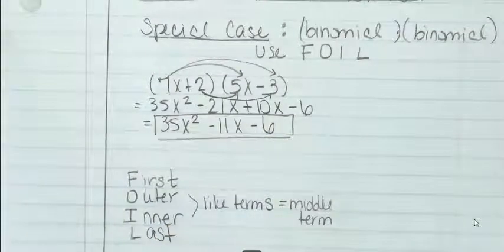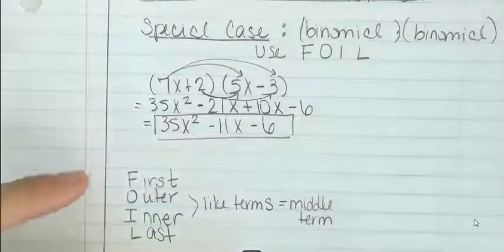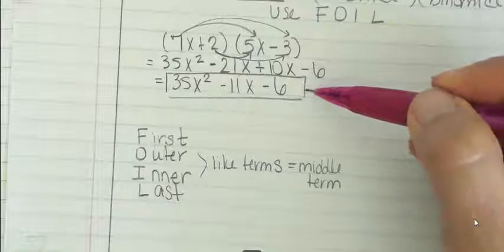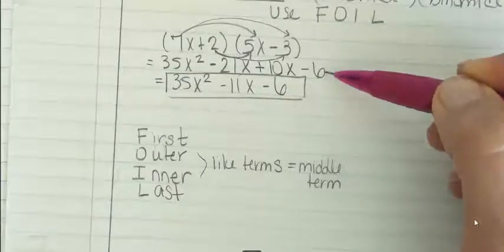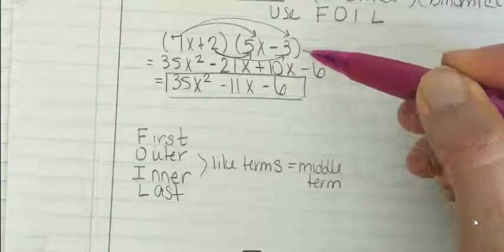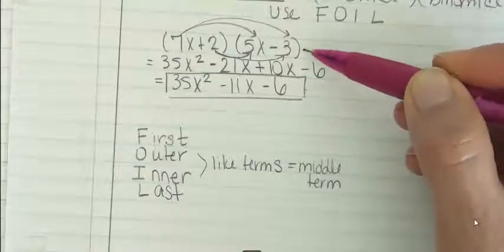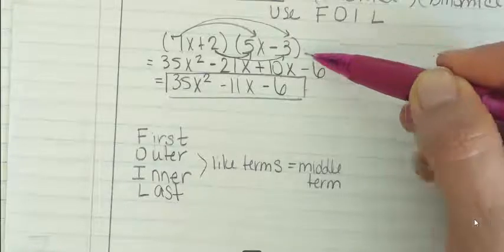Now, you can actually use FOIL to make this make a little bit more sense to you when you have to work backwards. Because here's what's going to end up happening. I'm going to give you this, and you're going to need to work backwards to that. Okay, so I'm going to give you the product, and you're going to need to divide it up into two binomials. And this is key.